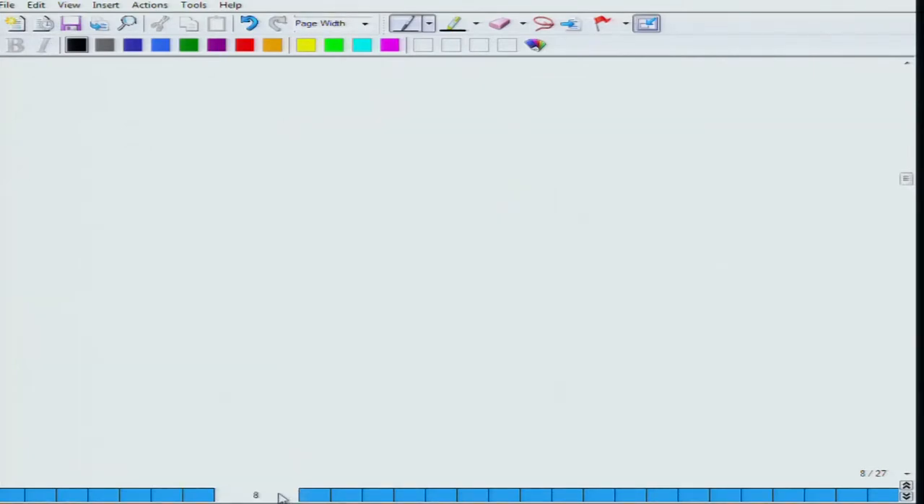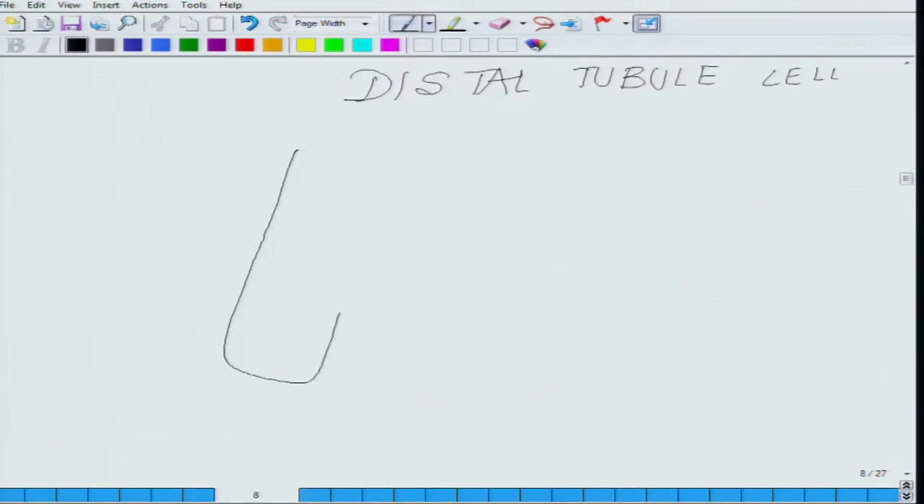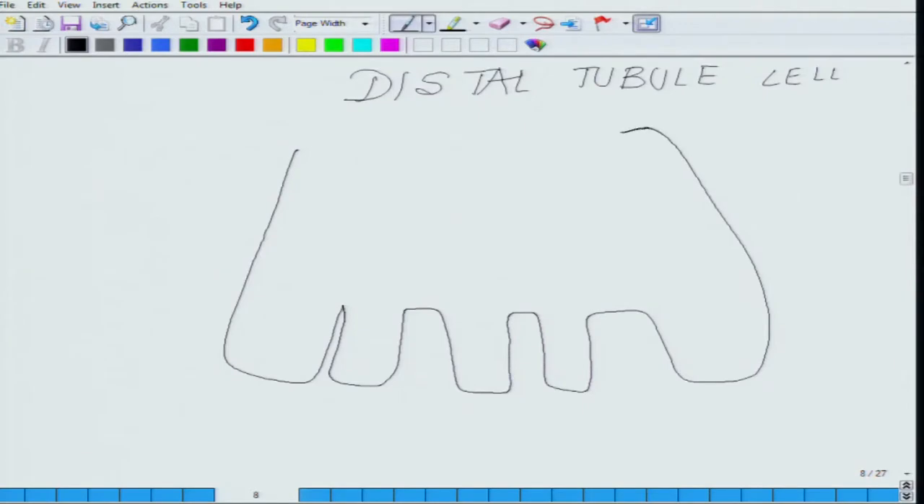From here we will move on to the structure of the distal tubule cells. Depending on their functions, their anatomy changes. So the distal tubule cells are something like this. The basic structure remains the same. You have the mitochondria likewise, but the stark difference comes somewhere else. They hardly have any brush borders, so there are no brush borders.